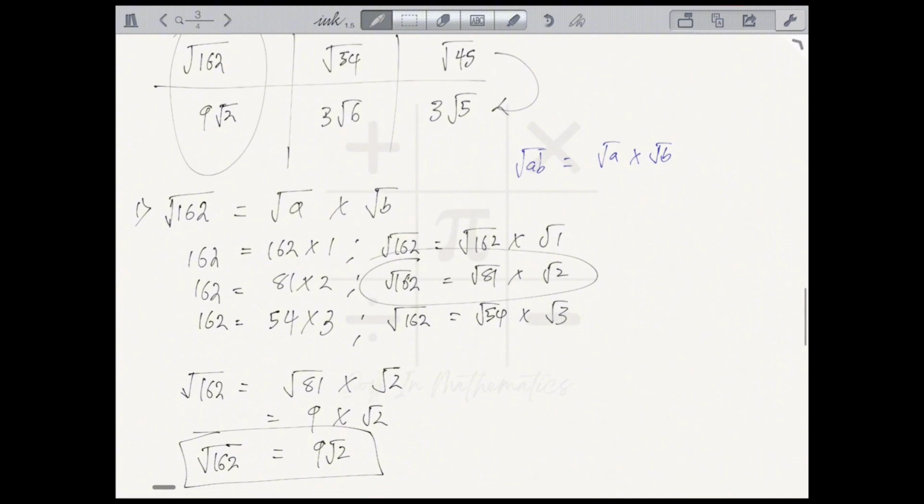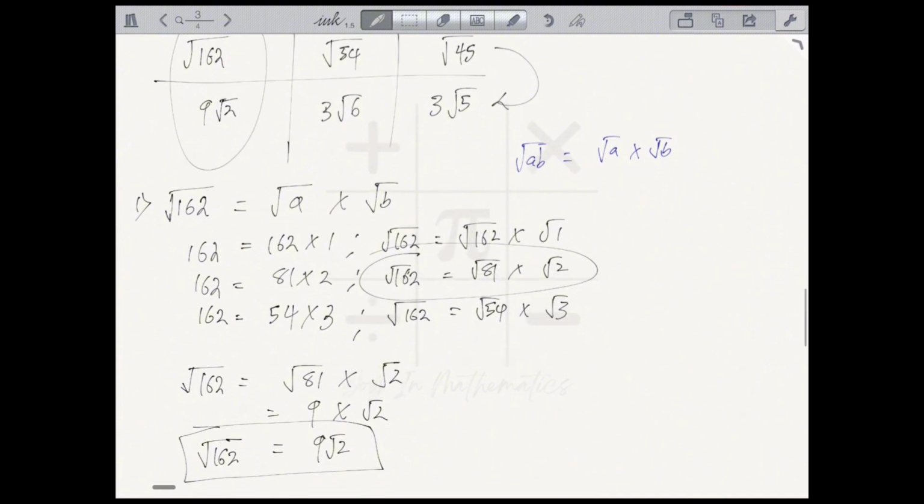Now, to sum this up, if we have a rational number under the square root sign, that means we have 162 under the square root sign, and it contains a factor which is a square of a number. The factor that it contains here is 81, which is a square of 9. The surd can be reduced to a simpler form, to 9 multiplied by root 2.